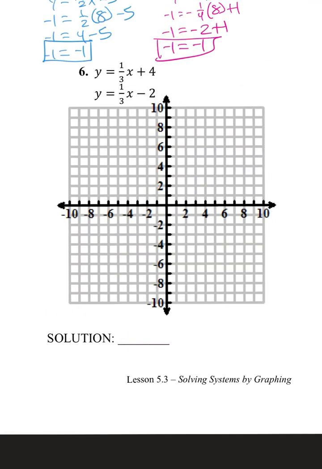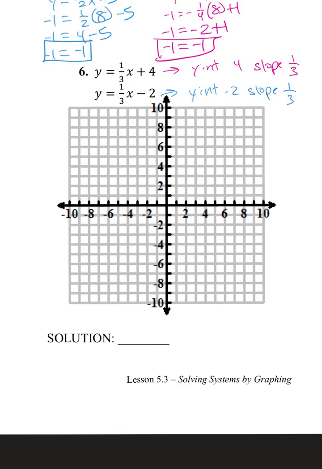Okay, let's check out number 6. On number 6, your first equation is y equals 1/3 x plus 4, and the second equation is y equals 1/3 x minus 2. Let's do the same thing. For the first equation, my y-intercept is 4 and my slope is 1/3. For my second equation, the y-intercept is negative 2, and the slope is 1/3.